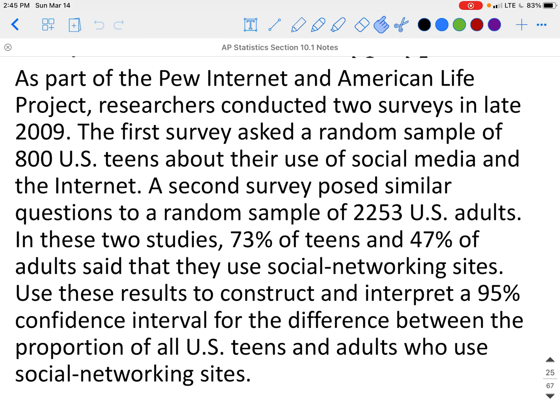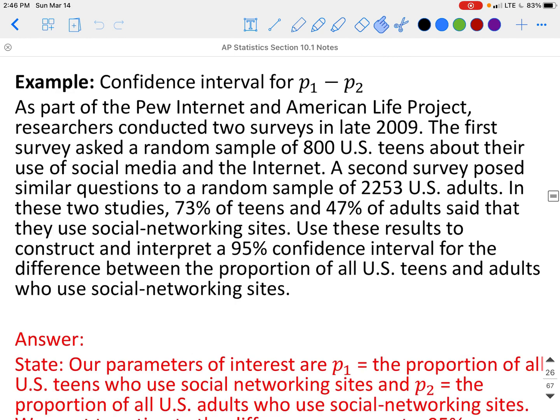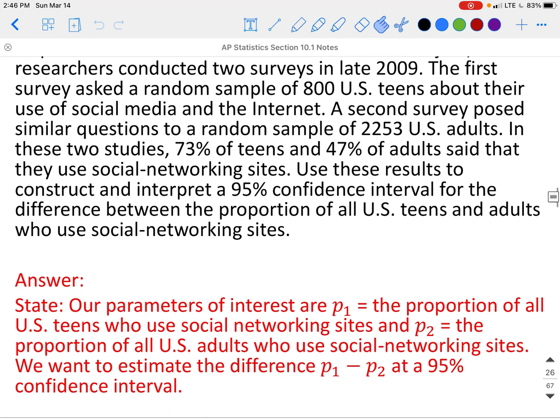So this is going to be a four-step problem. The first thing we're going to do is our state. Our parameters of interest are p1, the proportion of all U.S. teens who use social networking sites, and p2, the proportion of all U.S. adults who use social networking sites. We want to estimate the difference p1 minus p2 with a 95% confidence interval.